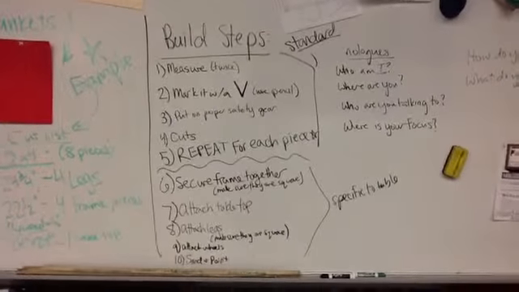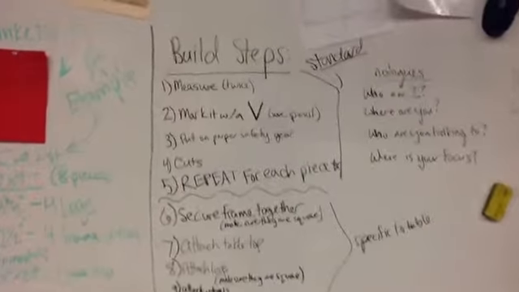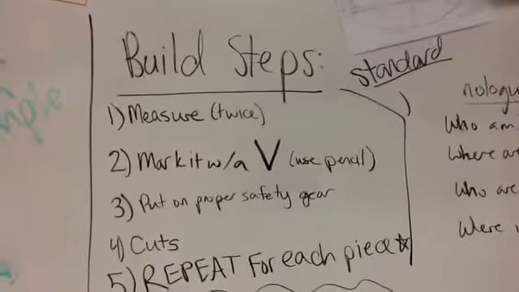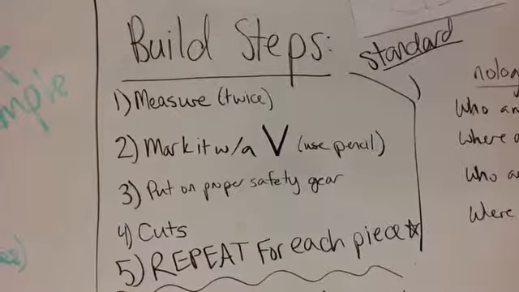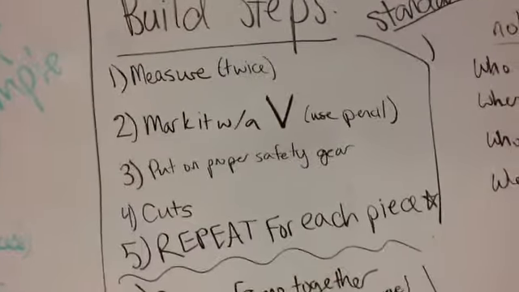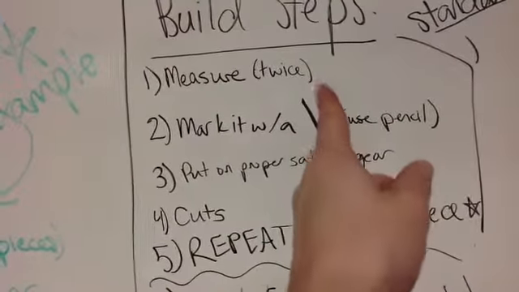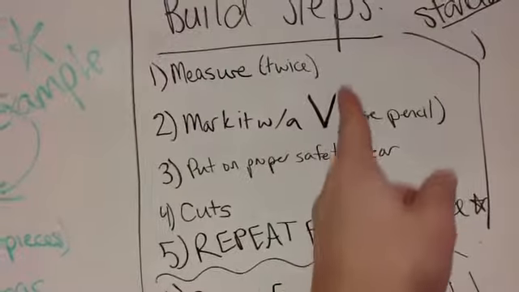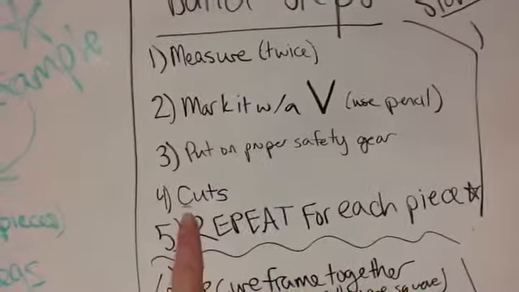Next is the building steps. Step one through five are standard for anything that you're working on. You will measure twice to make sure it's accurate. Step two, you'll mark it with a V. Remember, we do this so that when we measure across, we draw the line directly in the middle of the V. Then make sure you have proper safety gear on and make your cuts.